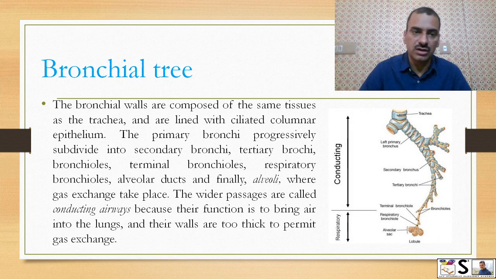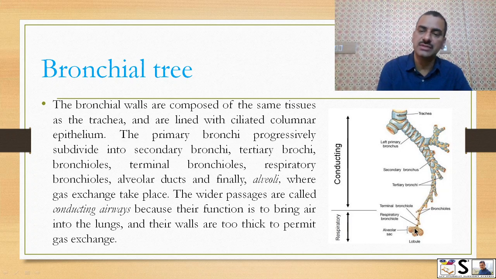The bronchial walls are composed of the same tissue as the trachea and are lined with ciliated columnar epithelium. The primary bronchi progressively subdivide into secondary bronchi, that is for lobes, tertiary bronchi, then bronchioles, smaller pathways, terminal bronchioles, respiratory bronchioles, alveolar ducts, and finally alveoli. So this divides in this way.